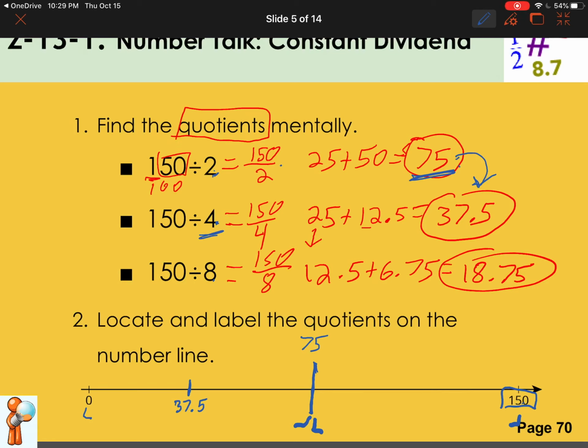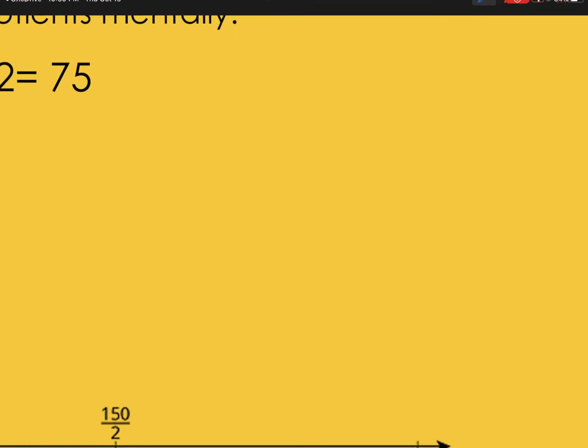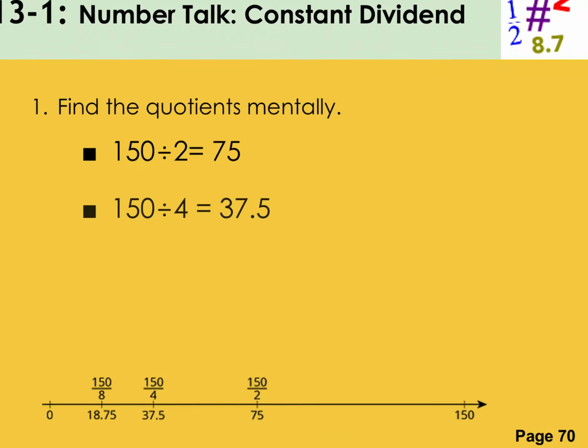And then we're going to use that same pattern. Half of 37.5 is 18.75. So we're finding the half of a half of a half. Now that's a lot of halves. But if you notice the pattern, we cut in half, cut in half, cut in half. Now we're cutting each section in half. And this is 18.75. And here are our answers. Double check our work.